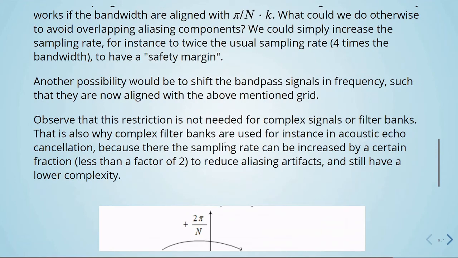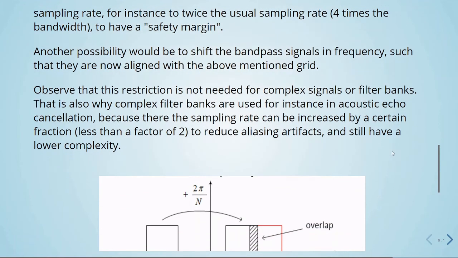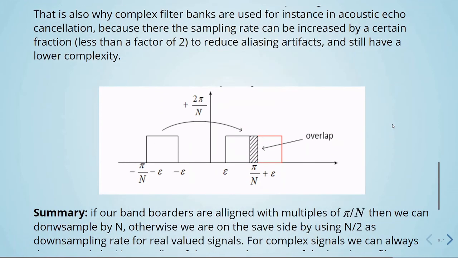Observe that this restriction is not needed for complex signals or filter banks. This is also why complex filter banks are used, for example, in acoustic echo cancellation, because there the sampling rate can be increased by a certain fraction, less than a factor of 2, to reduce aliasing artifacts and still have lower complexity.